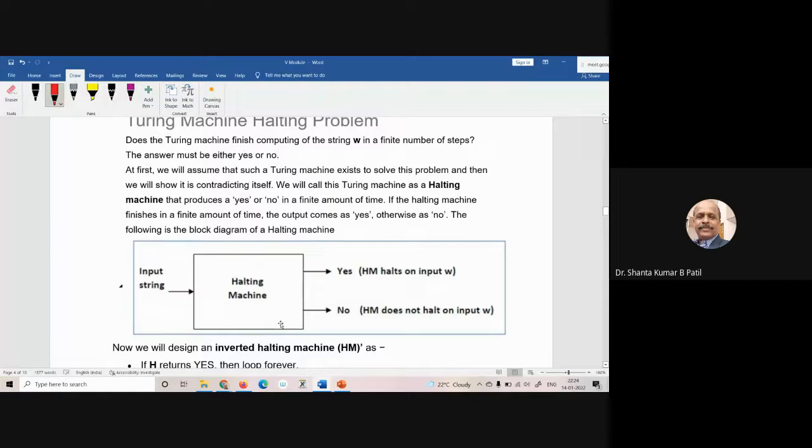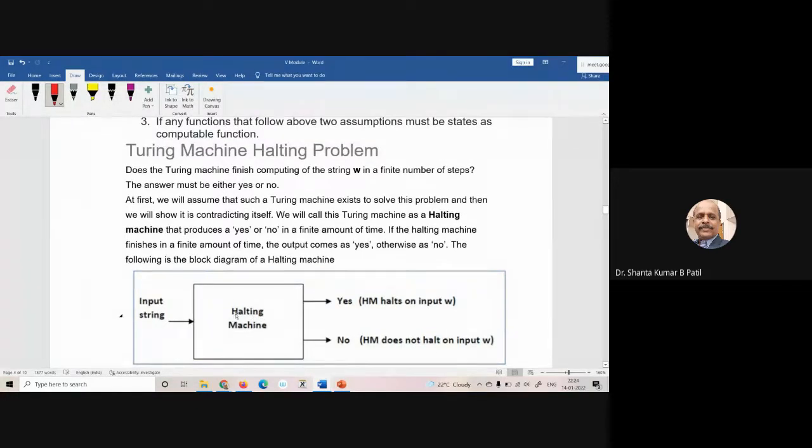Pictorially, for the halting machine, you give the input string W. HM halts on the input W. Either it is a yes, which means it halted on the final state of the Turing machine, so the string is accepted. Even if it is accepted, the machine is going to halt. Even if the string is not accepted, the machine is going to halt. So this is one problem, the halting problem of the Turing machine. It is called the Turing machine halting problem.